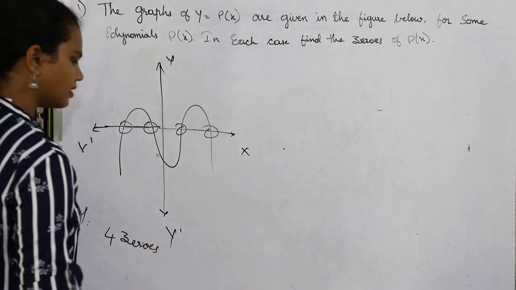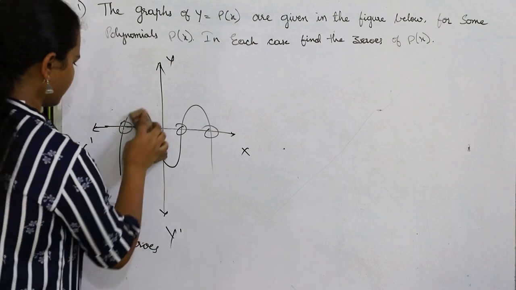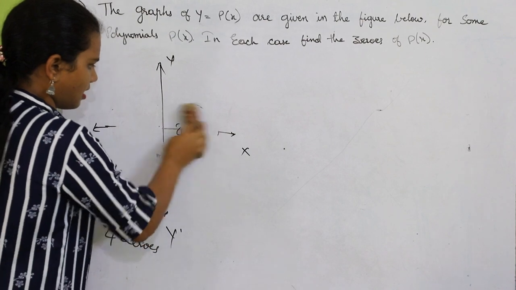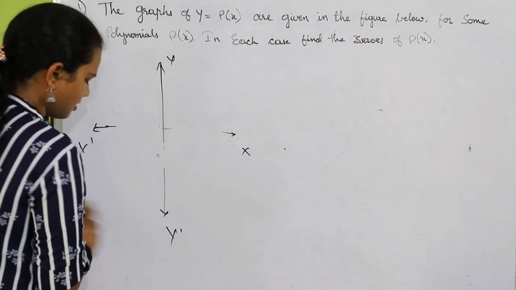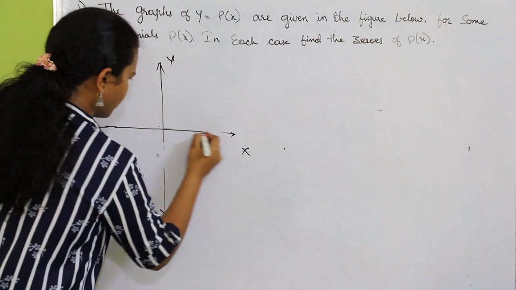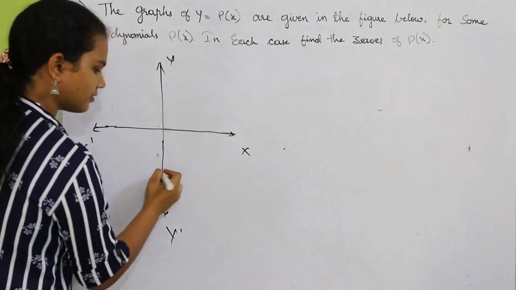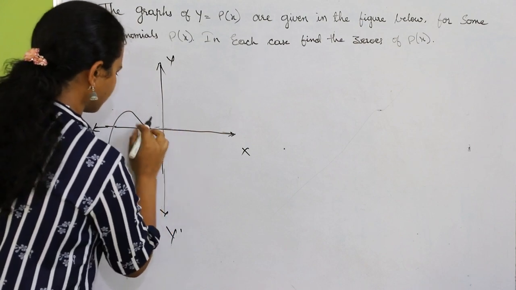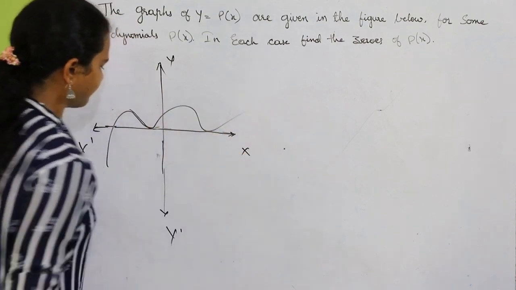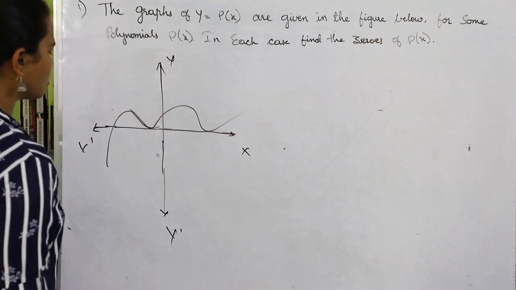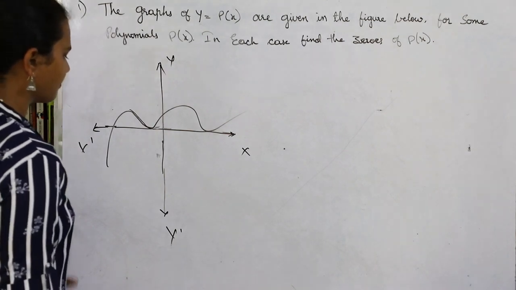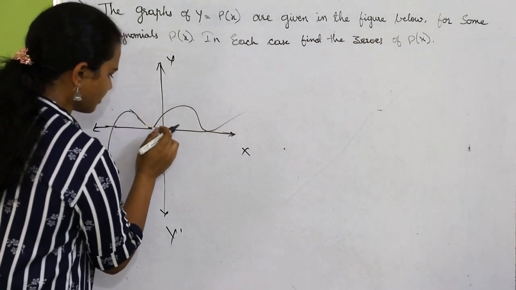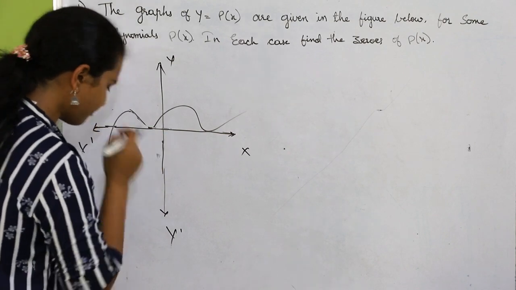Next, what is the 5th one? No, the 6th one, sorry. The last diagram. We are done with the first question. So the last question, the 6th diagram. How many zeros are there in this given graph?